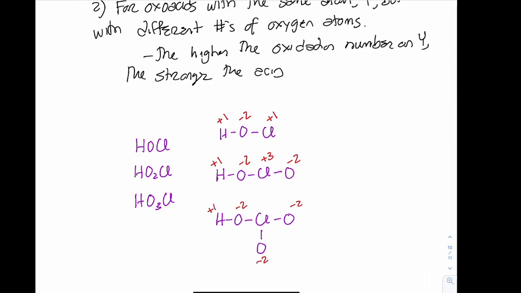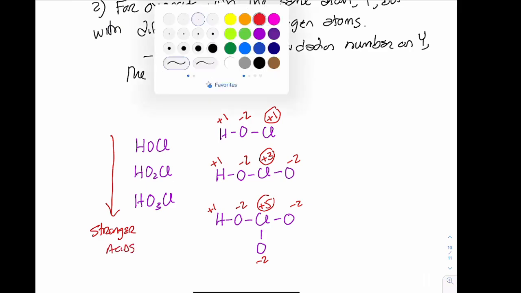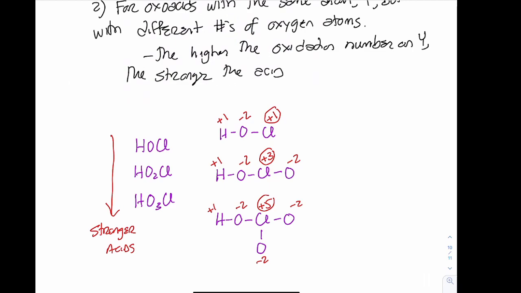So this time for the sum of my oxidation numbers to equal 0, this has to be a +5, right? So my oxidation number on Y is a +1. Here it's a +3. Here it's a +5. The higher the oxidation number, the stronger the acid. So these are stronger acids. Just trying to make my handwriting somewhat legible. Stronger acids. So the higher the oxidation number on Y, the stronger the acid.